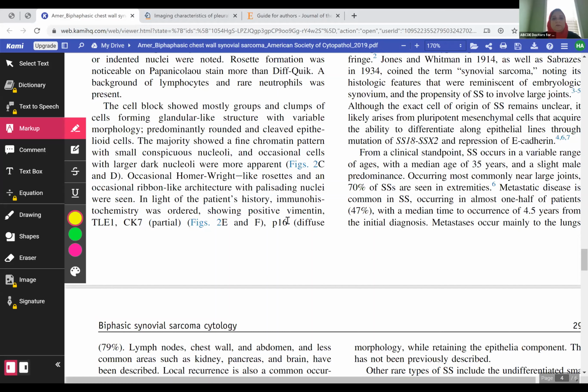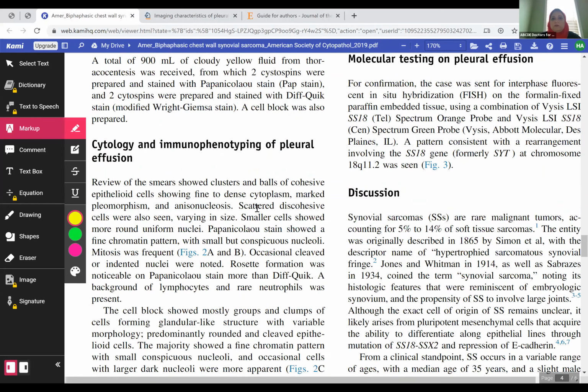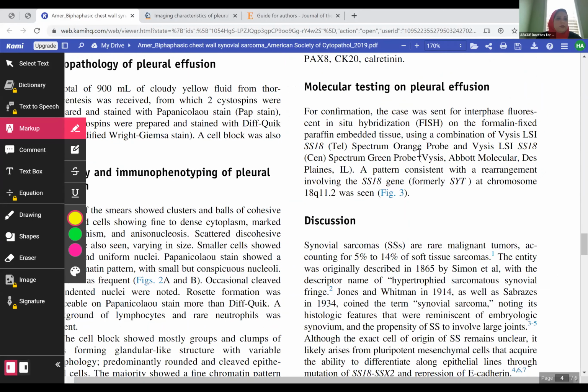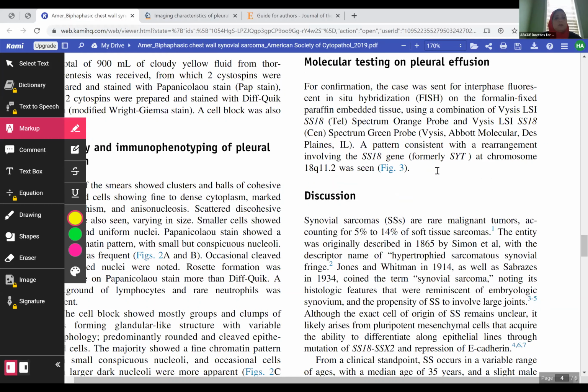What did we decide to do after seeing this morphology? We ordered immunohistochemistry. So we ordered TLE1 again, CK7, P16, and P53. It was negative for TTF1, PAX8, S100, CK20, and tau. And this is important too. For confirmation, before we finalized it, we sent it out for FISH to make sure that yes, this is the patient's synovial sarcoma.